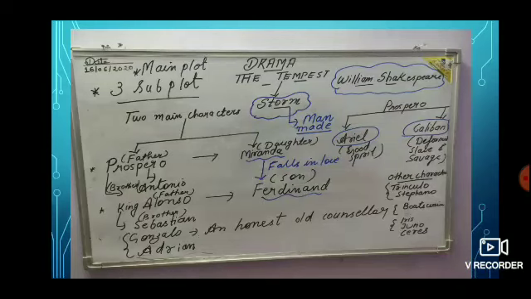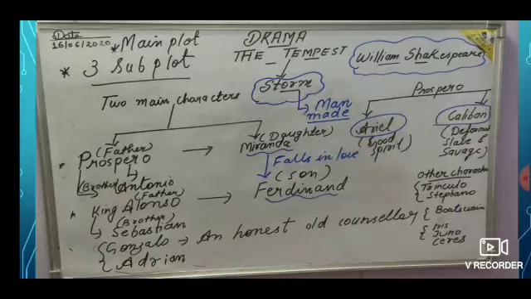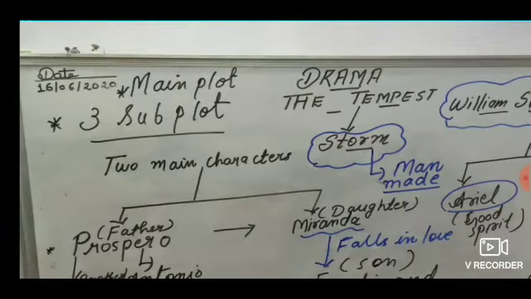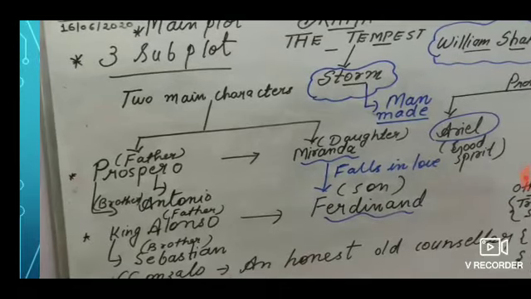Now let us, in a short way, I will explain, as I have written over here, that this tempest has one main plot. You can see on top one main plot and three subplots. In that main plot you can see what is going on, and it is divided into three subplots. Now three subplots: first is the interview of Caliban, second conspiracy of Antonio and Sebastian, and third the love of Ferdinand and Miranda.